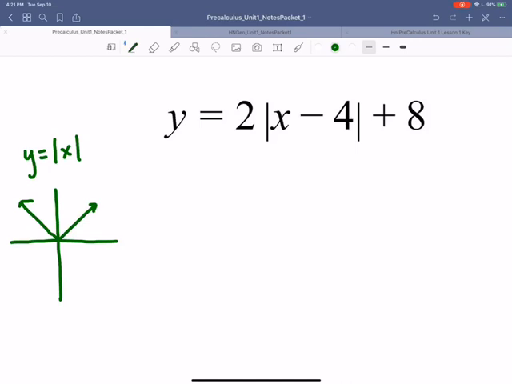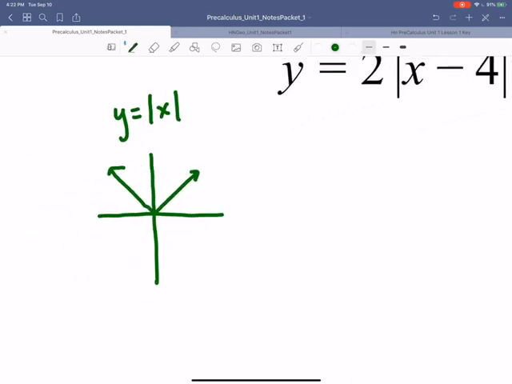Well, if we look at what's inside the absolute value bars, this x minus 4 is just going to shift the graph of absolute value of x 4 to the right. And this plus 8 is going to shift the graph up 8. And the only thing that multiplying 2 by the absolute value of x minus 4 does is a vertical stretch. So that means that the domain of the absolute value function is just shifted 4 to the right, and the range of the absolute value function is shifted 8 up.